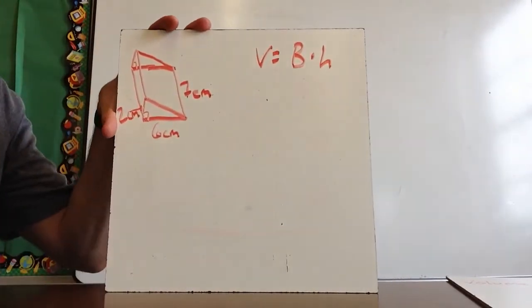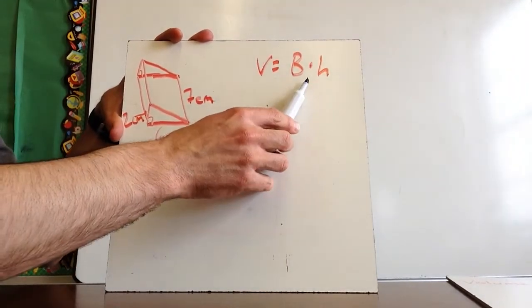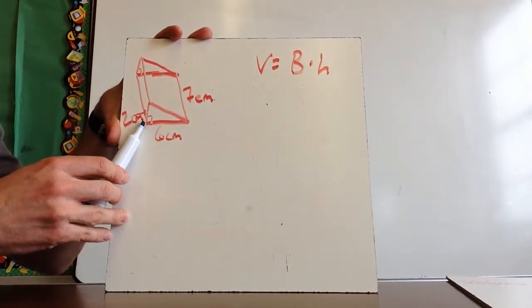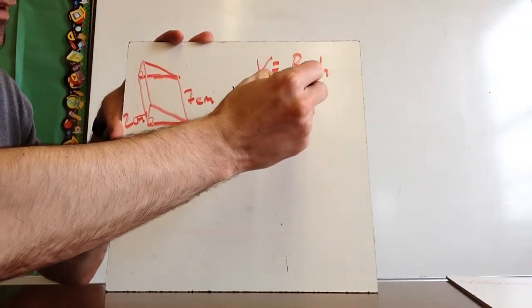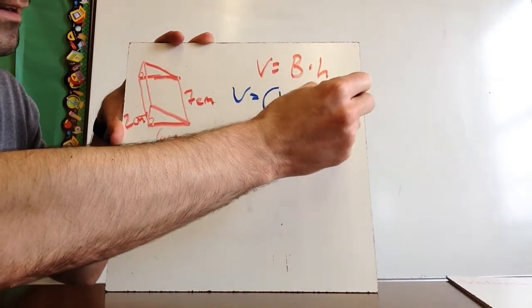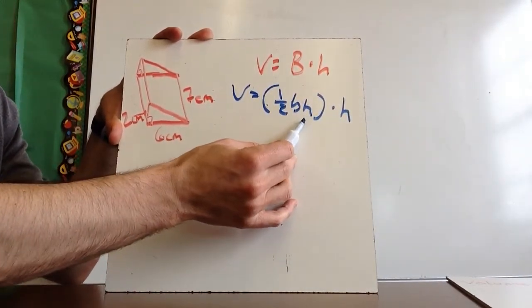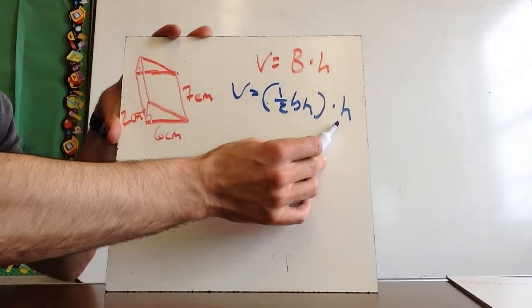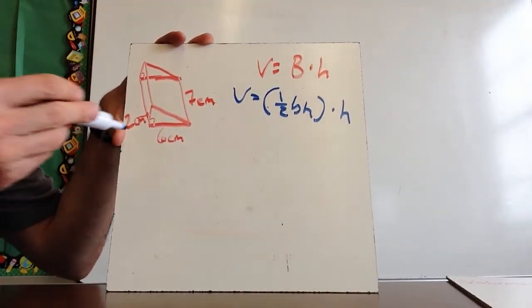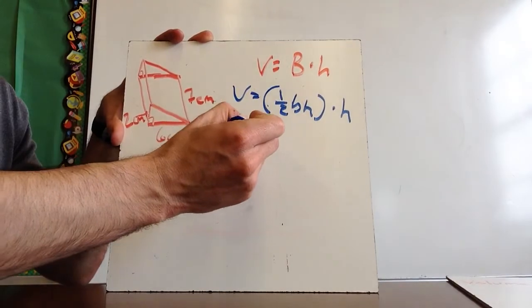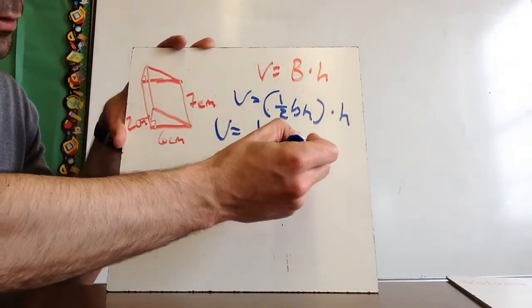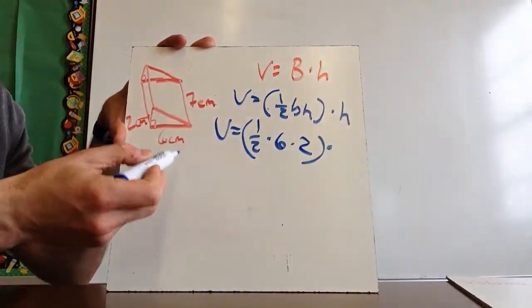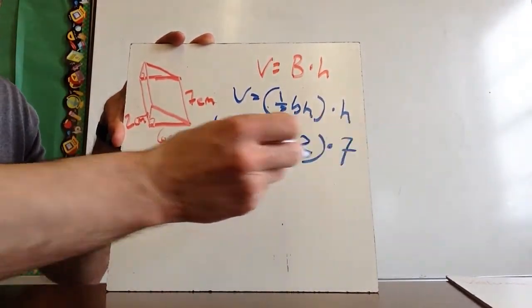Next, let's take a look at what if we are looking at a triangular prism. Again, I'm going area of the base times the height, but now my base is a triangle, a right triangle. So remember that this is now going to be 1/2 base times height, times height. Keep in mind, these heights are different. One is the height of the triangle of the base, and the other is the height of the figure. So my volume is going to be 1/2 times base, which is 6, times height, which is 2, times the height of the prism, which is 7.